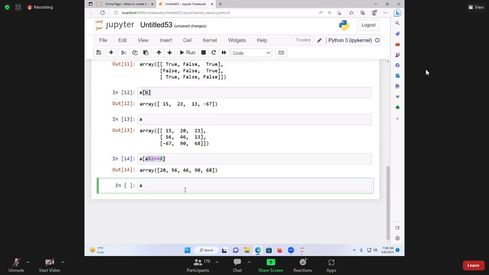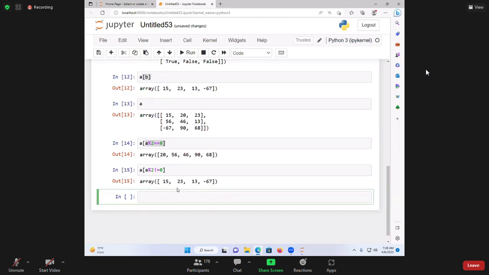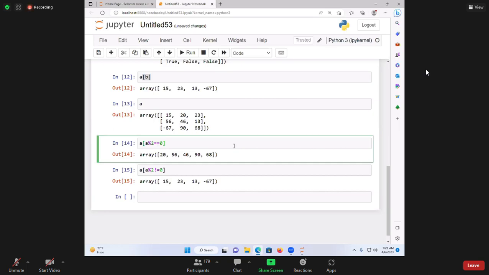Now I will write it. A of A percentage 2 not equal to 0. See students, we are getting 15, 23, 13 and then minus 67. Understandable? So this comes under what? How to filter the data.